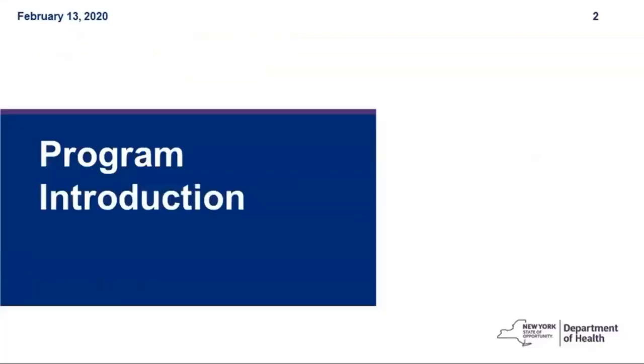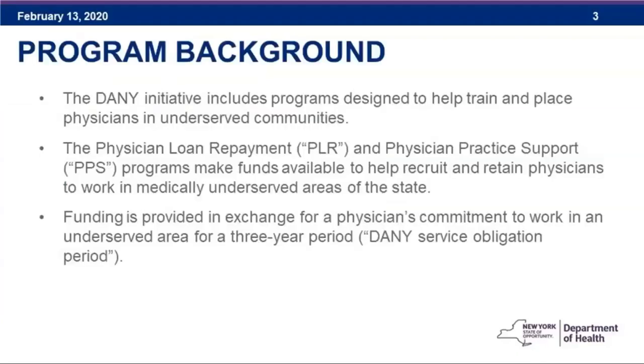So, getting into the program background, I'm going to walk you through a little bit of the RFA and the really important points that you need to be aware of. So, a little bit of background. Danny has been around for a number of years. Its initiative includes programs designed to help train and place physicians in underserved areas. The physician loan repayment and physician practice support programs make funds available to recruit and retain physicians. So we're really looking to have new individuals enter into these specific geographic locations. And all funding is provided in exchange for a physician's commitment to work in an underserved area for a 3-year period. And that is set for all grantees.